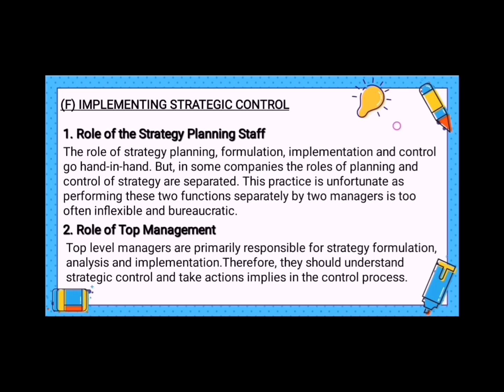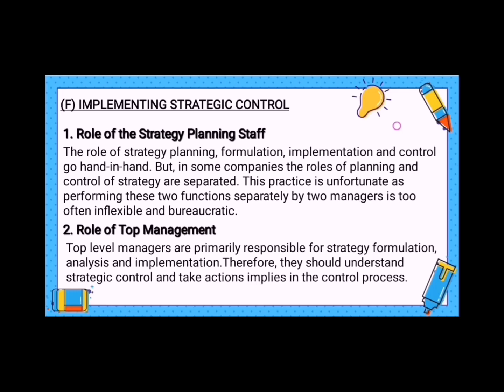Number 1 is the role of the strategy planning staff. The role of strategy planning, formulation, implementation, and control go hand in hand. But in some companies, the roles of planning and control of the strategy are separated. This practice is unfortunate as performing these two functions separately by two managers is too often inflexible and bureaucratic.